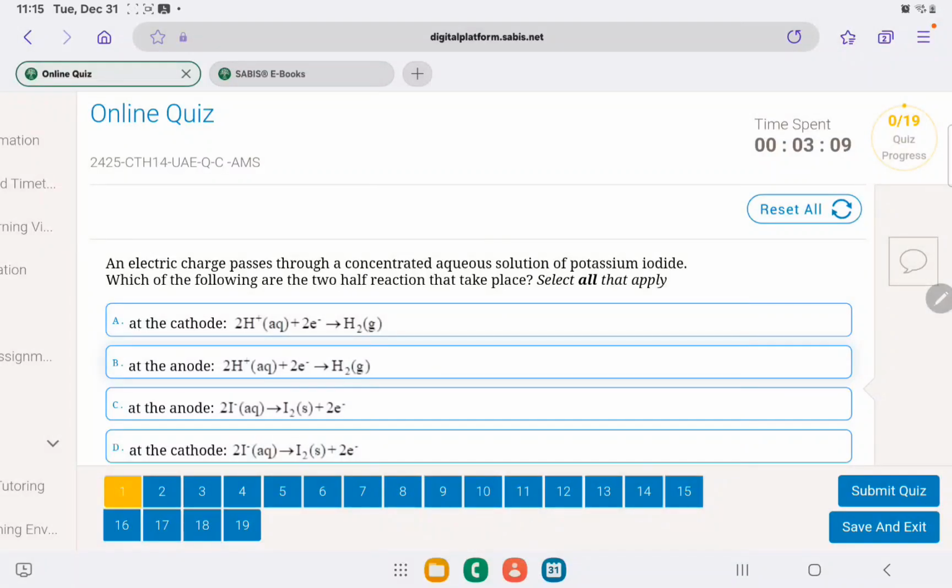Hi guys, so today I'll be explaining the chemistry AMS quiz of term 2 week 4.